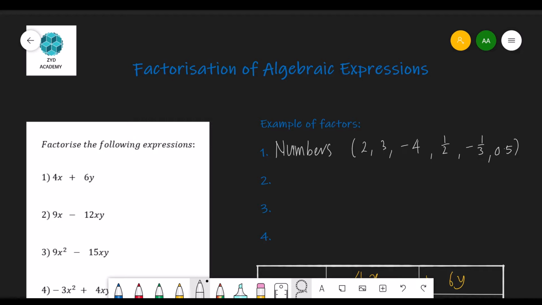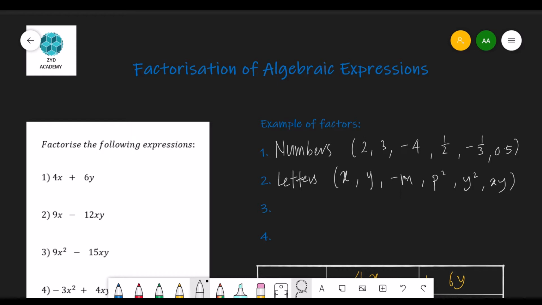Secondly, are your letters. These letters refer to your algebraic terms. The proper name is algebraic terms, but let us call it letters for simplicity for now. Letters refer to your x, y, minus m, and so on. You can even have p square or y square, maybe a combination of algebraic terms like xy. It is also possible. They are purely letters.